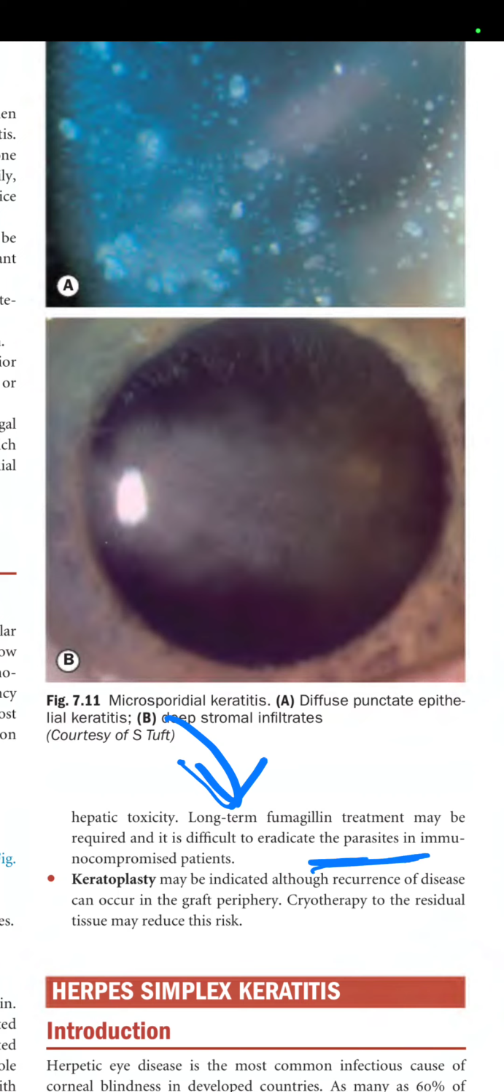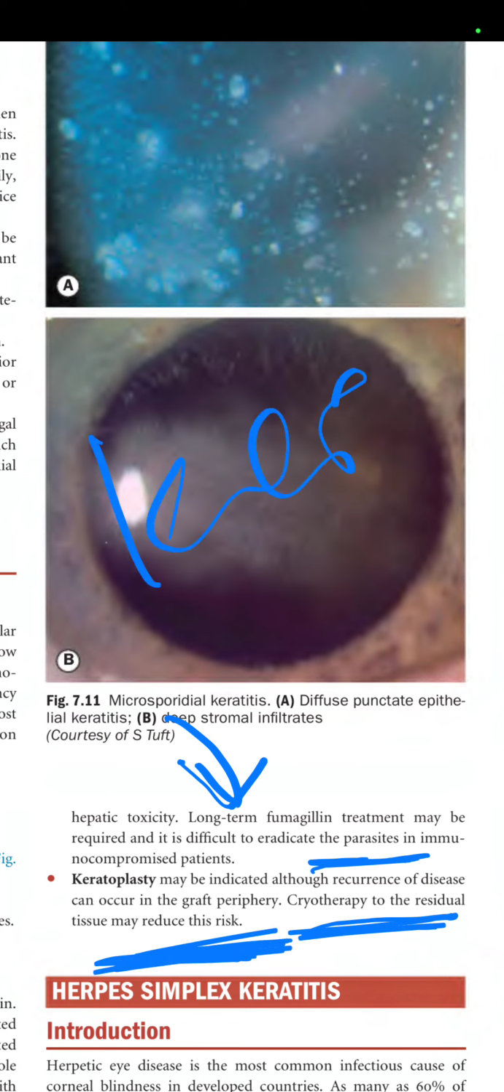Keratoplasty may be indicated, although recurrence of the disease may occur in the graft periphery. Cryotherapy to the residual tissue may reduce the risk. So we can also do keratoplasty in this case. So that's it for the cornea part 6.